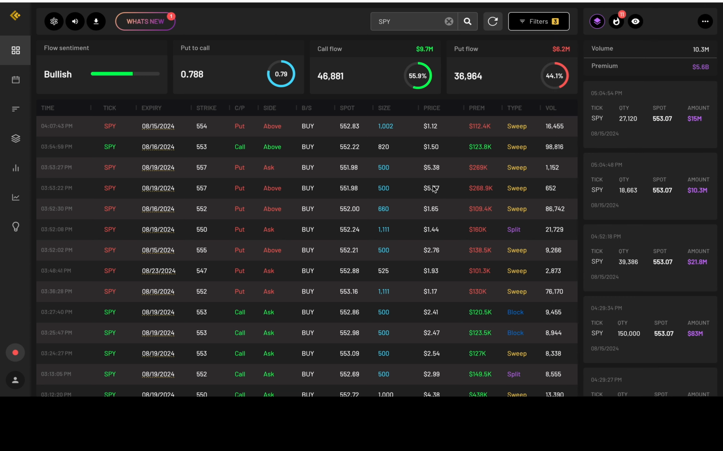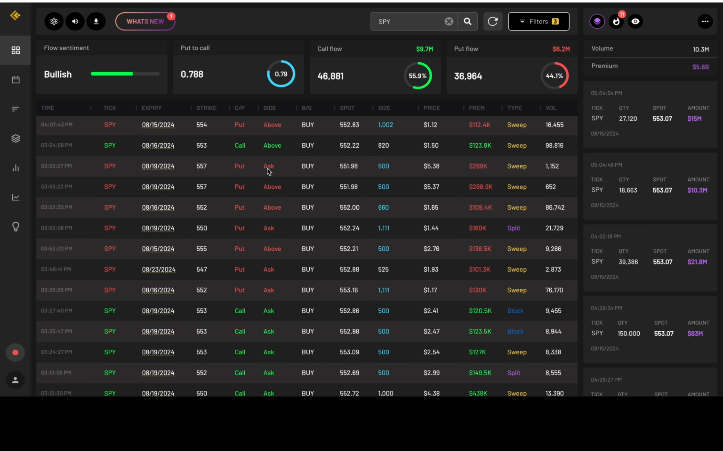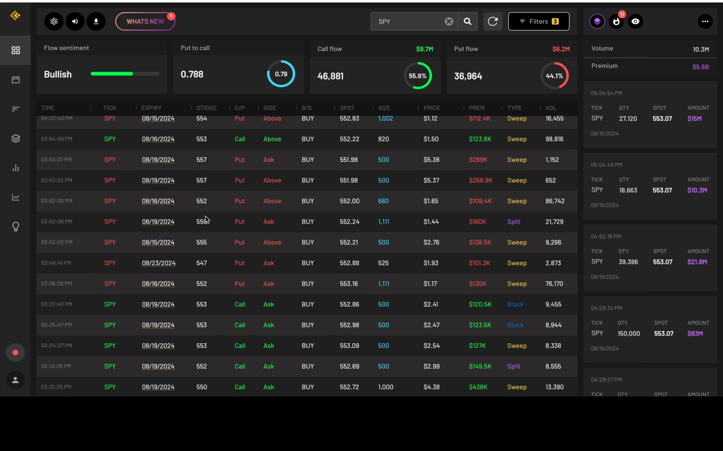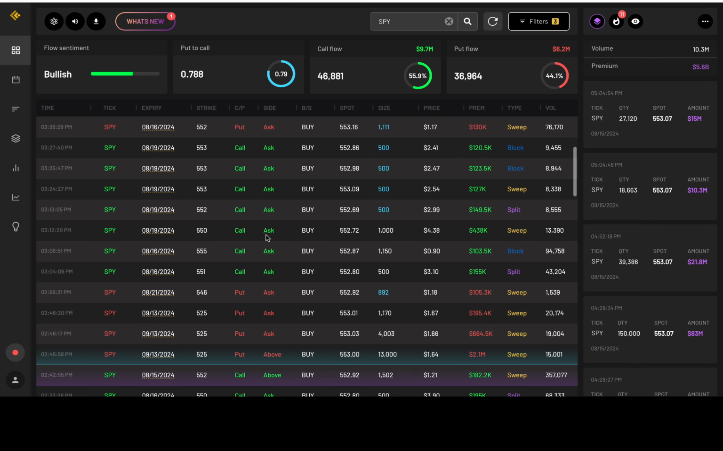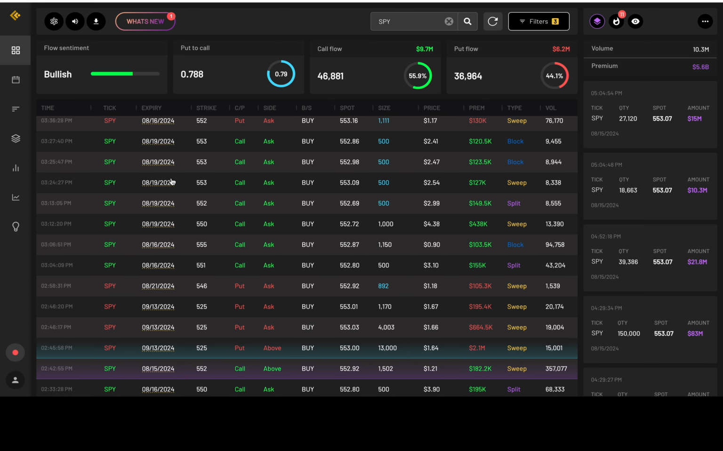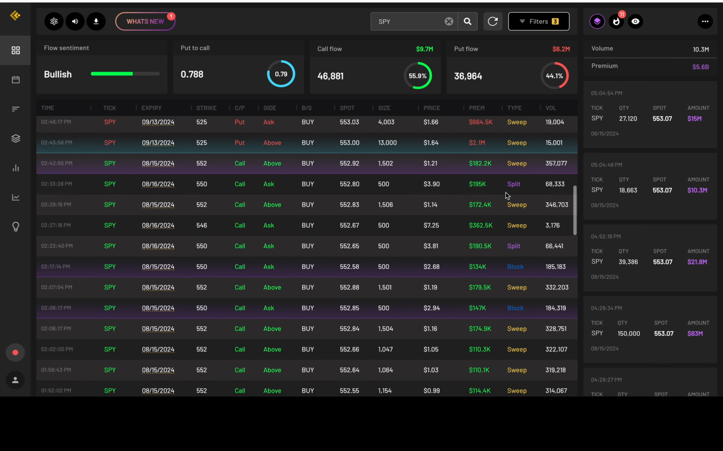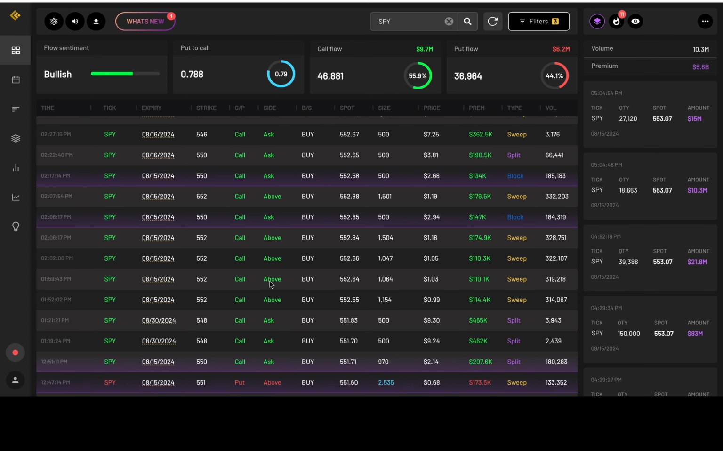So I set up the filters to see the bigger size, 500 or above, at the ask, for the short term, for the next month. And it's overall bullish. We are seeing a lot of puts. Today's date is August 15th, so we're seeing some August 19th aggressive puts for 557 strike price, 550 strike price. As far as calls go, we're also seeing some short-term calls, 553, 552. But yeah, it looks like calls have the edge here.